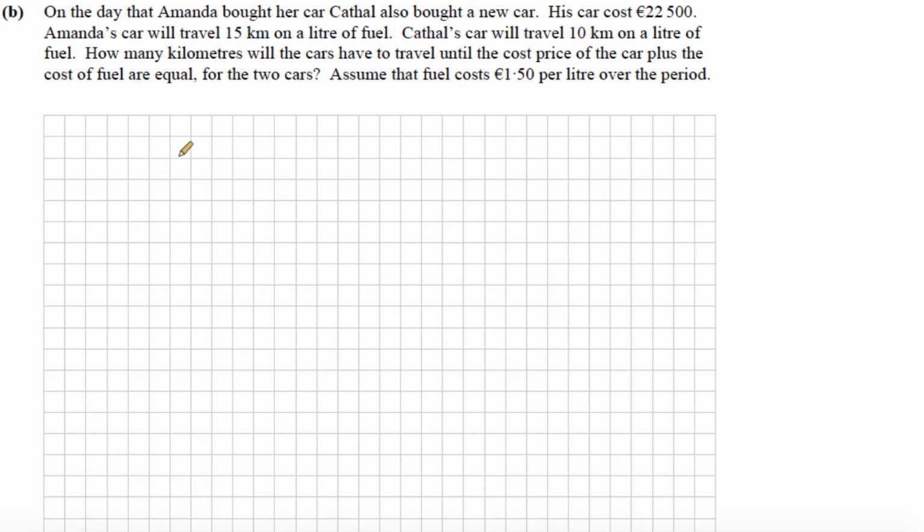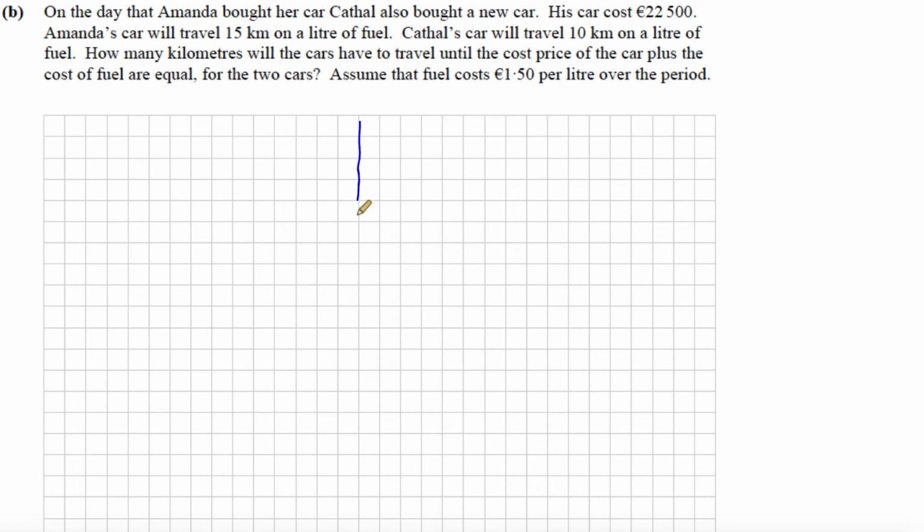And part B says, on the day that Amanda bought her car, Cathal also bought a new car. His car cost €22,500. Amanda's car will travel 15 kilometres on a litre of fuel. Cathal's car will travel 10 kilometres on a litre of fuel. How many kilometres will the cars have to travel until the cost price of the car plus the cost of fuel are equal for the two cars? Assume that fuel costs €1.50 per litre over the period.